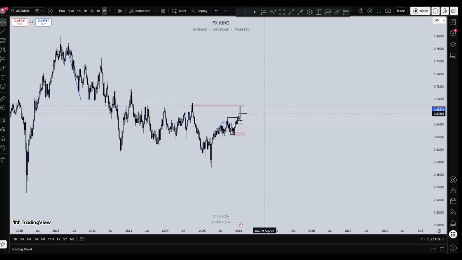So in this video, we are going to look at the market before the market opens and see what we'll be expecting of the market this week. On our screen here, we have AUDUSD. We looked at this pair last week and concluded that the pair was going to buy. So this week, we have had a very big buy opportunity on this pair.